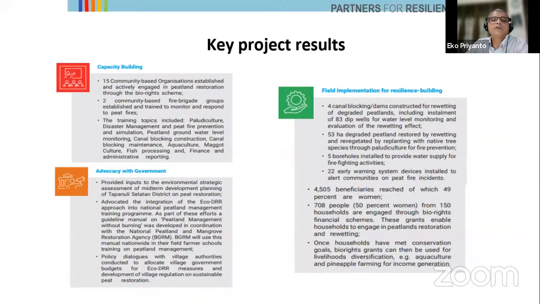4,550 beneficiaries were reached, and 708 people from 150 households are engaged through the BioRat financial scheme. For advocacy, the project provided input to the environmental strategic assessment at the district level and advocated the integration of the Eco-DRR approach into the national training program, peatlands management without burning, which was developed in coordination with the National Peatlands and Mangrove Restoration Agency.